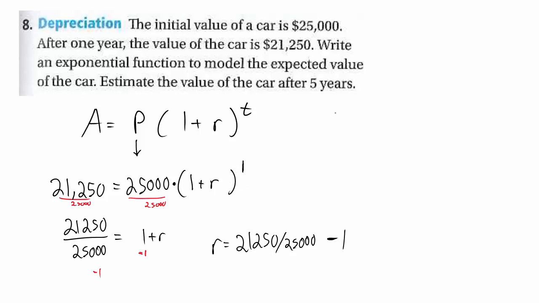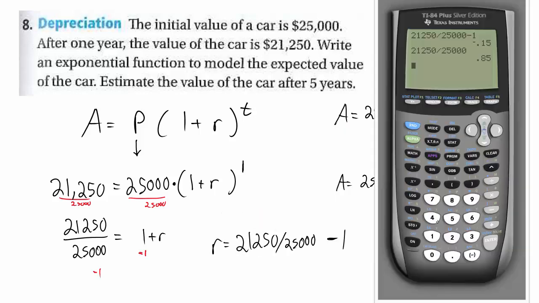So either you could write in the model the amount is equal to our initial value, 25,000, times 0.85, and we want to find out what it's worth after 5 years. You could do it that way, or you could do what I did. The 25,000 is the initial amount, and do 1 plus the negative 0.15 to the fifth power. But these expressions are equivalent.